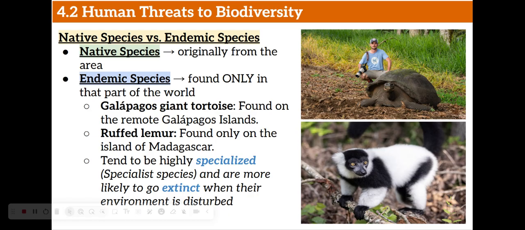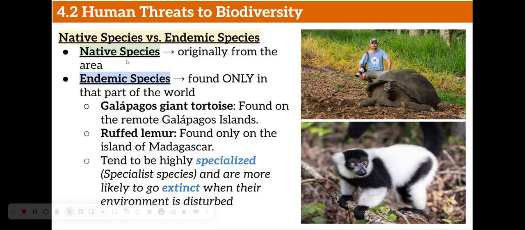So before we get into that, we have to go over a few key terms and their definitions. Some of this is stuff that we just did not get to go over in biology because biology already has so much to go over. There are a few different terms that we use to describe a species. A native species means it's originally from that part of the world, whereas an endemic species is found only in that part of the world.